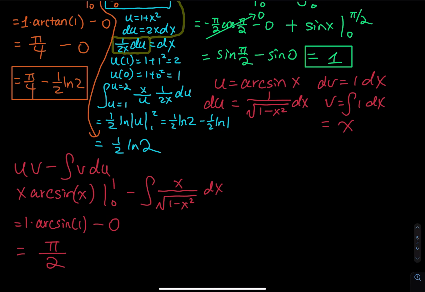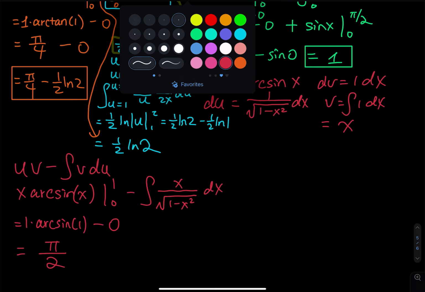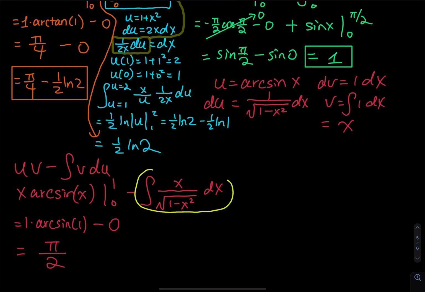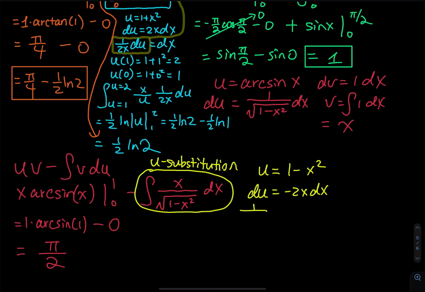And then how about the definite integral? That definite integral is a u substitution. We already wrote the uv minus v du, so it is okay to define another u, and this u has nothing to do with the u over here. It's just a brand new u. U equals 1 minus x squared, du equals negative 2x dx, 1 divided by negative 2x du equals dx. And don't forget that this is from 0 to 1.